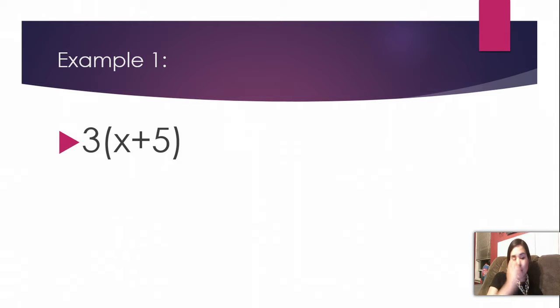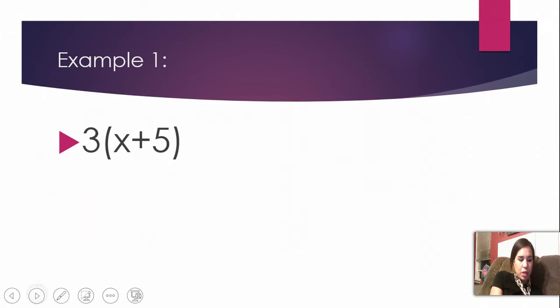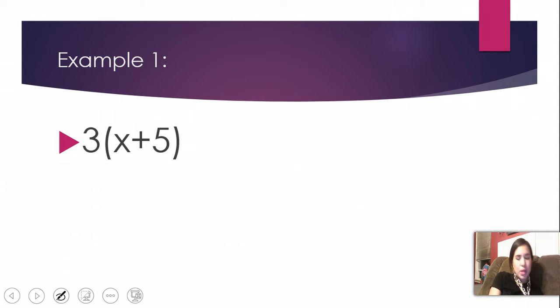Okay, let's go ahead and take a look at our first example. If you notice, I have a number in front of a parentheses. This is called the distributive property. What's happening here is that we are multiplying, so what we say is distribute. So we're going to go ahead and put in 3 and multiply by everything that's inside the parentheses.